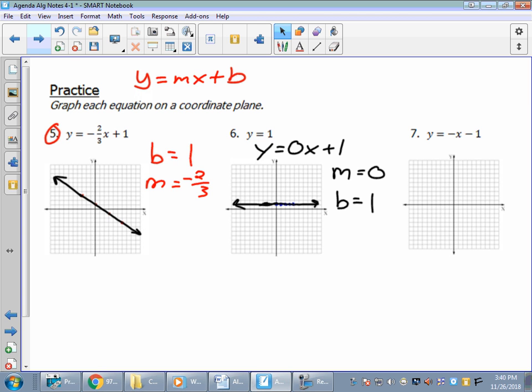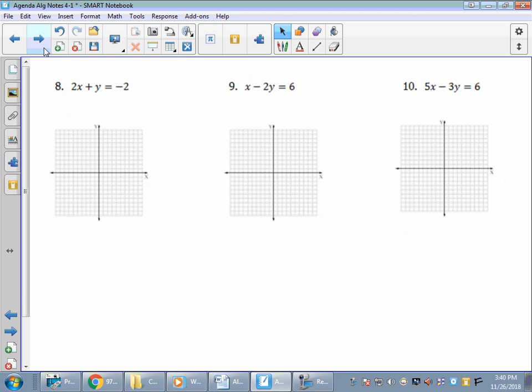Okay, let's do one more, and let's do number 9 over here, because this is one of those ones where we're going to have to rearrange and do actually step 1 and rearrange it into slope-intercept form. Notice this one is not in slope-intercept form. X minus 2y equals 6 is not in slope-intercept form. So we want to get it in this form, but it's not there yet. So we're going to have to do some work.